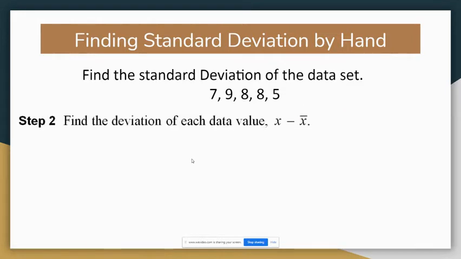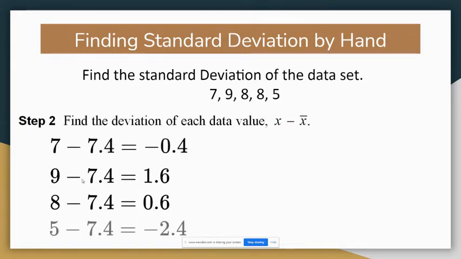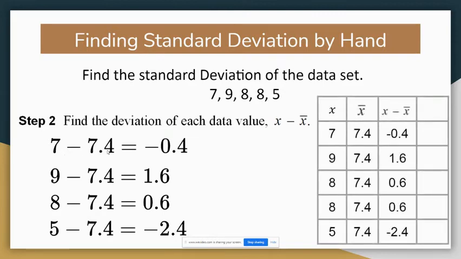The second step is to find how far your data value deviates from the mean, or how far the mean deviates from your data value. So we are going to subtract those things. So we'll do 7 minus 7.4. That's negative 0.4. We'll do 9 minus 7.4. That's 1.6. We'll do 8 minus 7.4. That's 0.6. And then 5 minus 7.4. That's negative 2.4. So there is step 2.